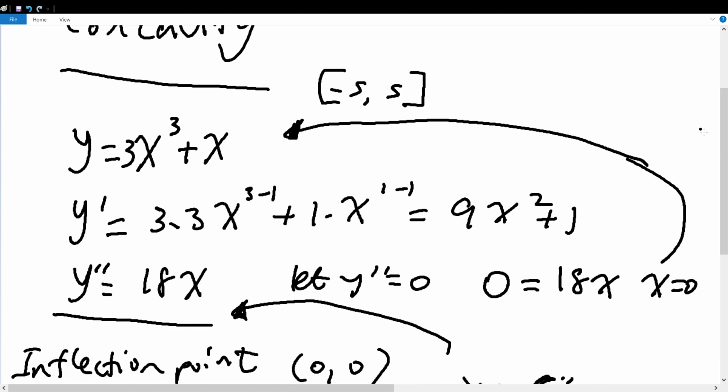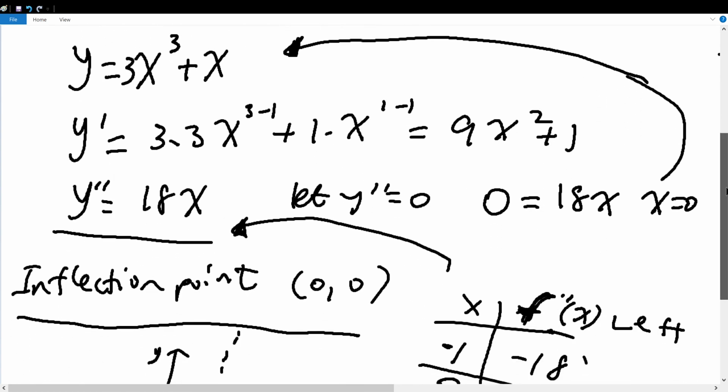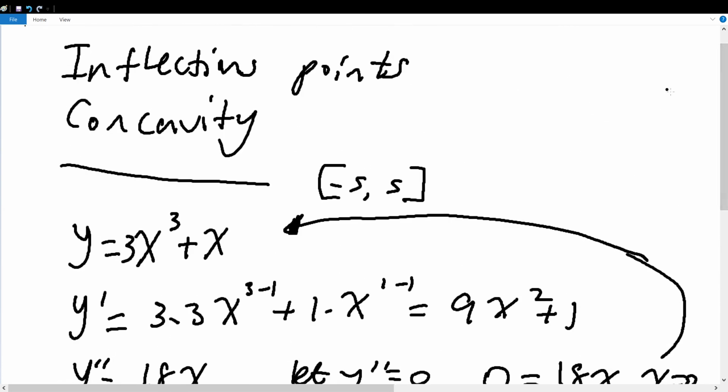That is essentially how we find concavity and inflection points. And I hope you enjoyed this lesson and found it helpful. I try to keep it as short and concise as possible.